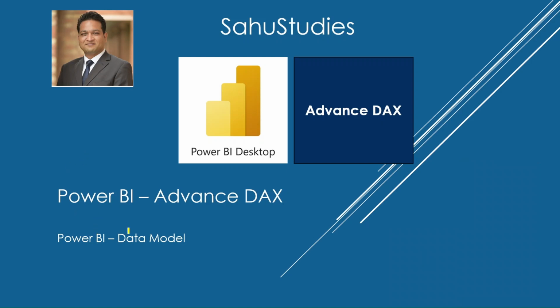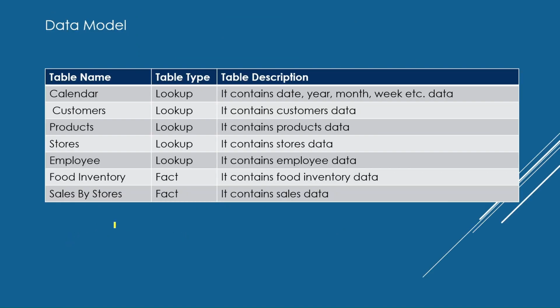In this video, I am going to discuss the data model which I am going to use in this playlist series. So in this data model, there are 7 tables. Out of 7, 2 tables are fact tables and the rest of the tables are lookup tables. So let's discuss one by one.